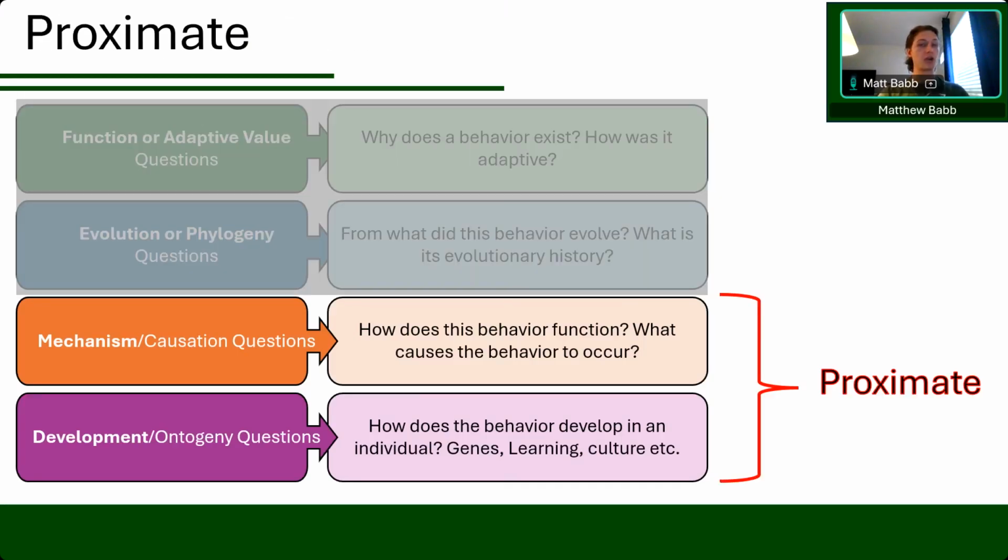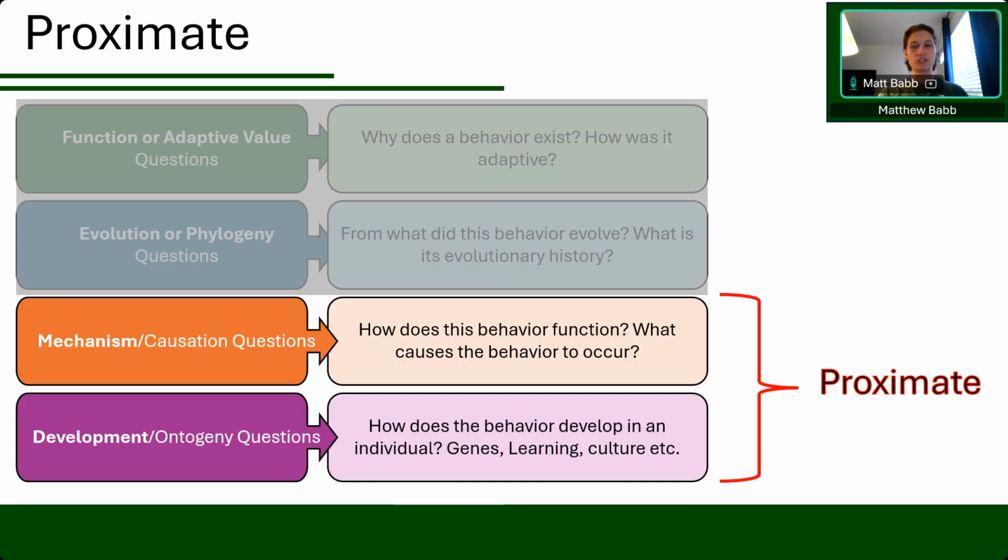So first we have proximate mechanisms, and these are questions that answer how a behavior comes to be or how it happens. Mechanism questions explain how the behavior functions. For example, what's the physiology behind it? What hormones or pheromones or brain circuits might be involved? Those are all the kinds of things that might happen with mechanism questions.